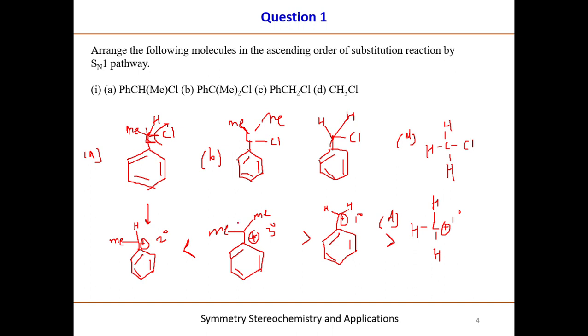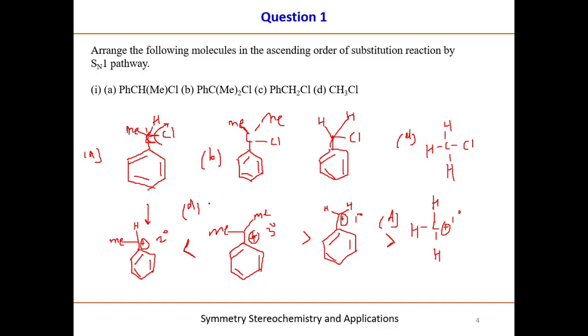So what will be the pattern for this one? See, B is the highest. If we are talking about the SN1 pathway, highest means most stable carbocation, which is B. That means it will follow the SN1 pathway substitution reaction. So this will undergo reaction very quickly in an SN1 pathway. If I am talking about ascending order, then the least one will come first. So D is the least one.